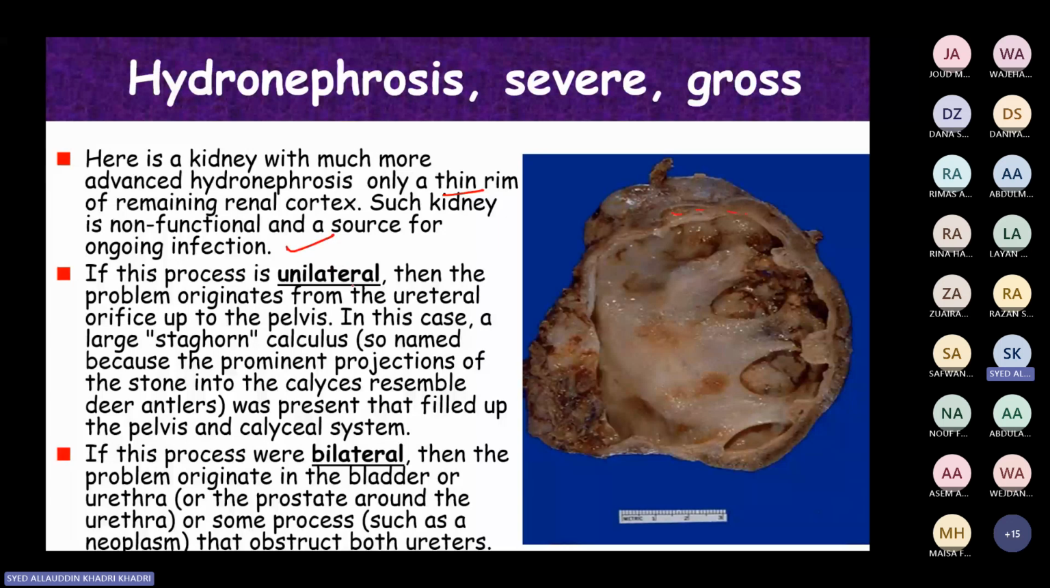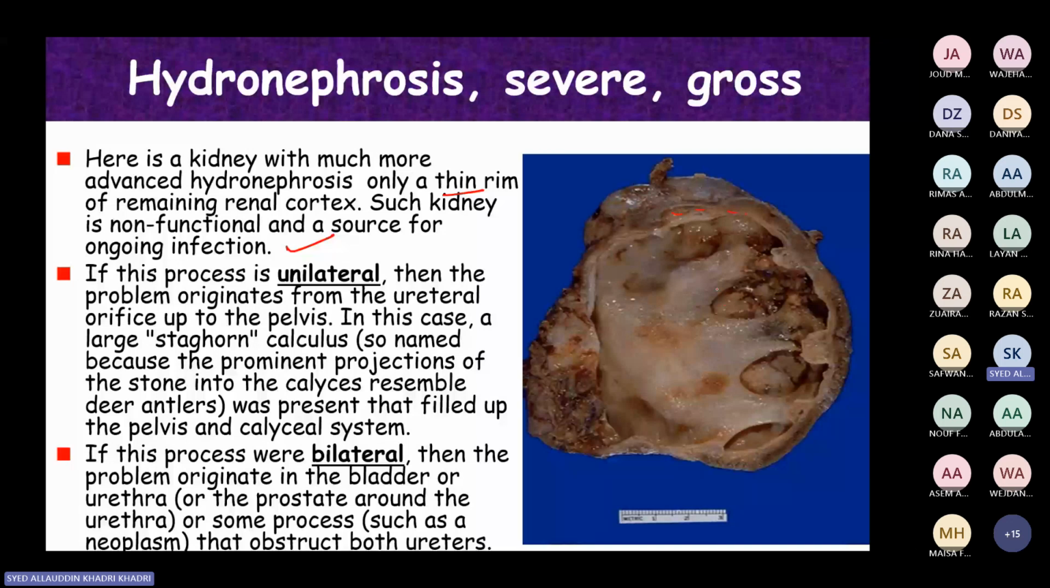In this process, if it's unilateral, then the problem originates from the uretero orifice up to the pelvis. In this case, the staghorn calculus has been removed. It is so named because of the prominent projections of the stone into the calyces, resembling deer antlers. All those projections filled up the pelvis and the pelvic calyceal system, so they are called antlers of the deer. If the process is bilateral, then the problem originates in the bladder or urethra.